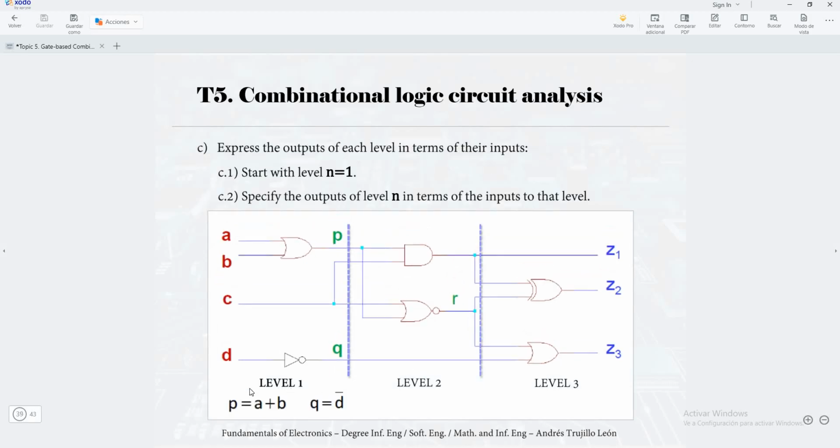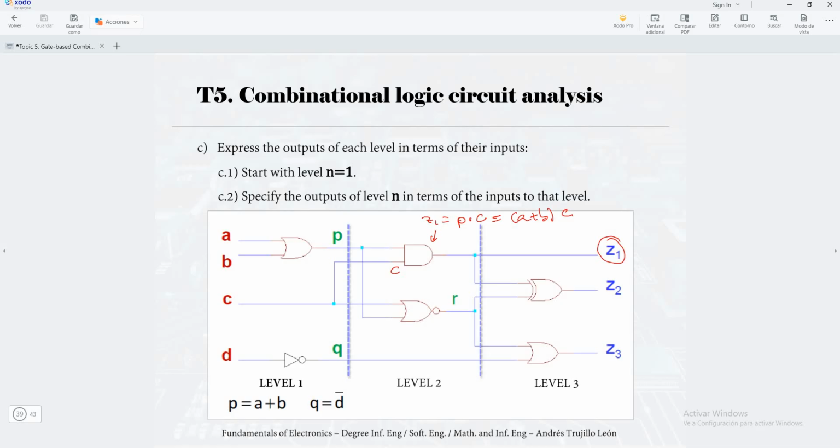Level 1, level 2, level 3. So this is the output of level 1. The outputs of level 1 are going to be the input of level 2. Here we are going to have an output that is in fact Z1. This output is going to be P and with C, because here we have C, and this is going to be A plus B multiplied by C, logic product.